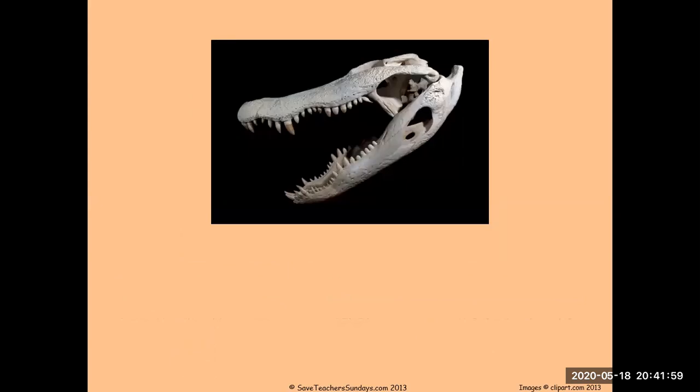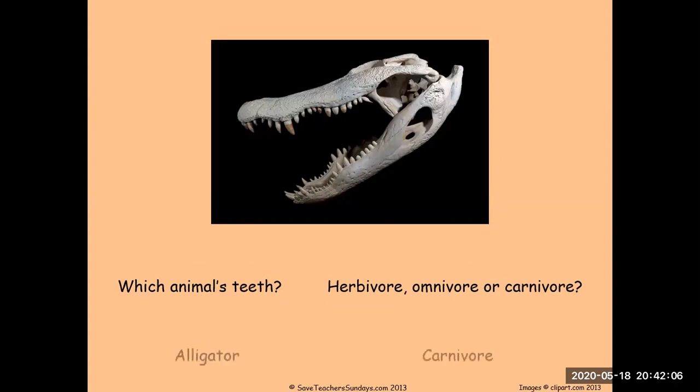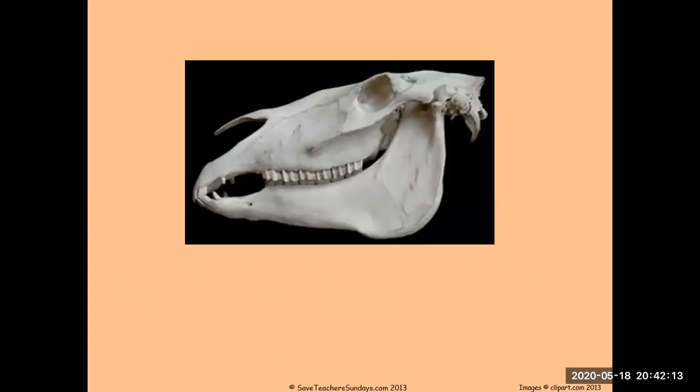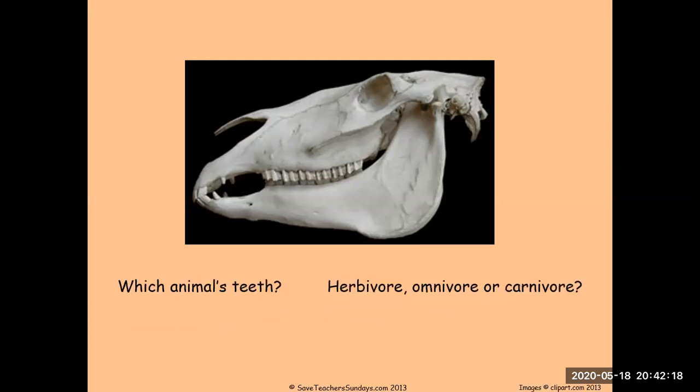This is a pretty funny one. Which animal's teeth? Herbivore, omnivore, or carnivore? Alligator is a carnivore. Again, it has a sharp canine. Which animal's teeth is this? Lots of premolar and molars for chewing. Horse, herbivore. Absolutely correct. No canine.